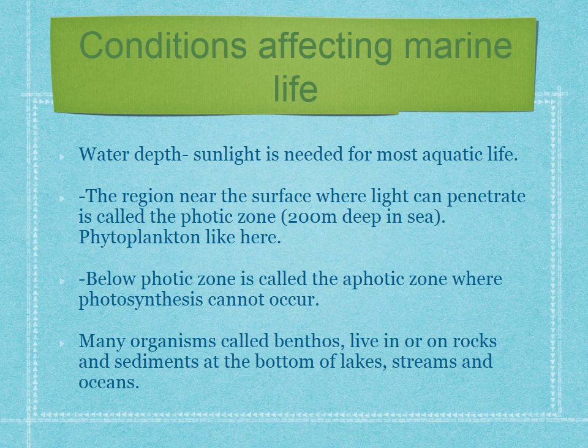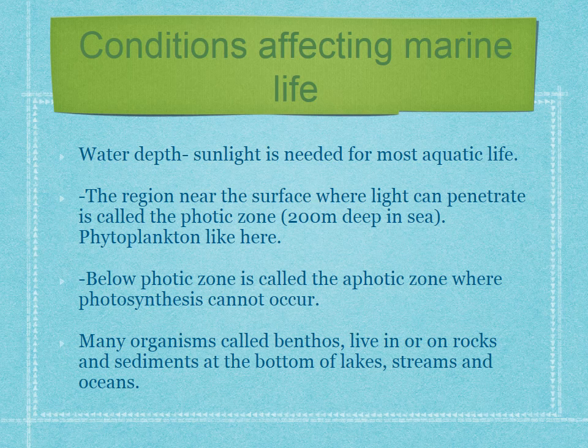There are several conditions that can actually affect marine life and how they live. The first is definitely going to be water depth, because water depth is going to determine how much sunlight actually gets to the different types of life. Because sunlight is very important, as we have learned in the past, for things like photosynthesis, overall energy, heat, that kind of thing. So the region near the surface where the light can penetrate is what we call the photic zone. Think photic, kind of like photo. And that's 200 meters deep into the sea. So from the very top down to 200 meters deep.